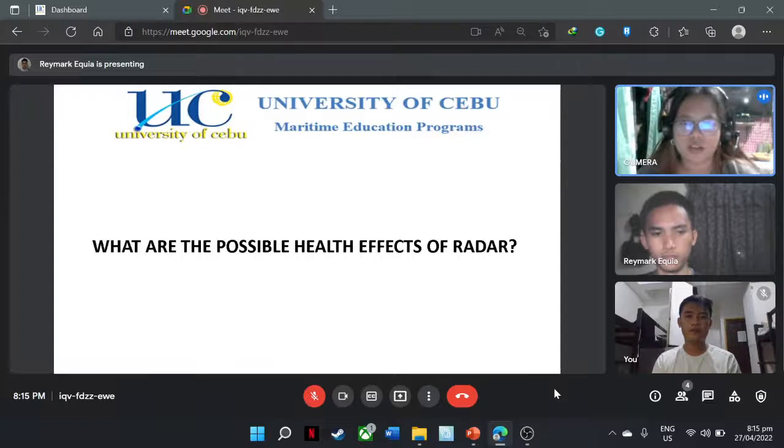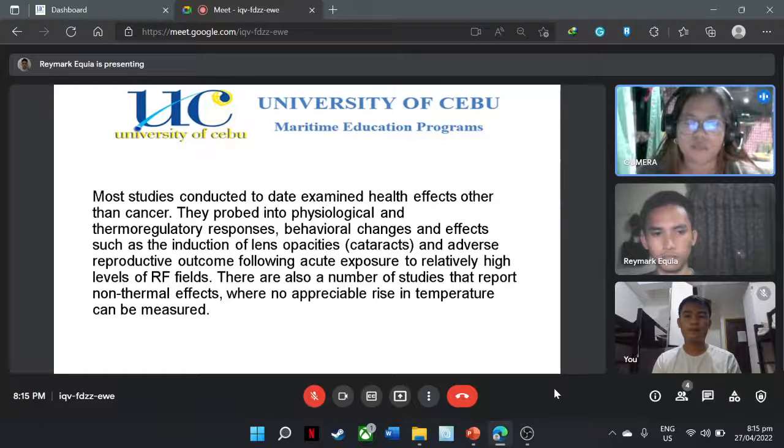So what are the possible health effects of radar? Most studies conducted to date examine the health effects other than cancer. They prove physiological and thermoregulatory responses, behavioral changes and effects such as the induction of lens opacities or cataracts, and adverse reproductive outcome following acute exposure to relatively high levels of RF fields. There are also a number of studies that report non-thermal effects where no appreciable rise in temperature can be measured.